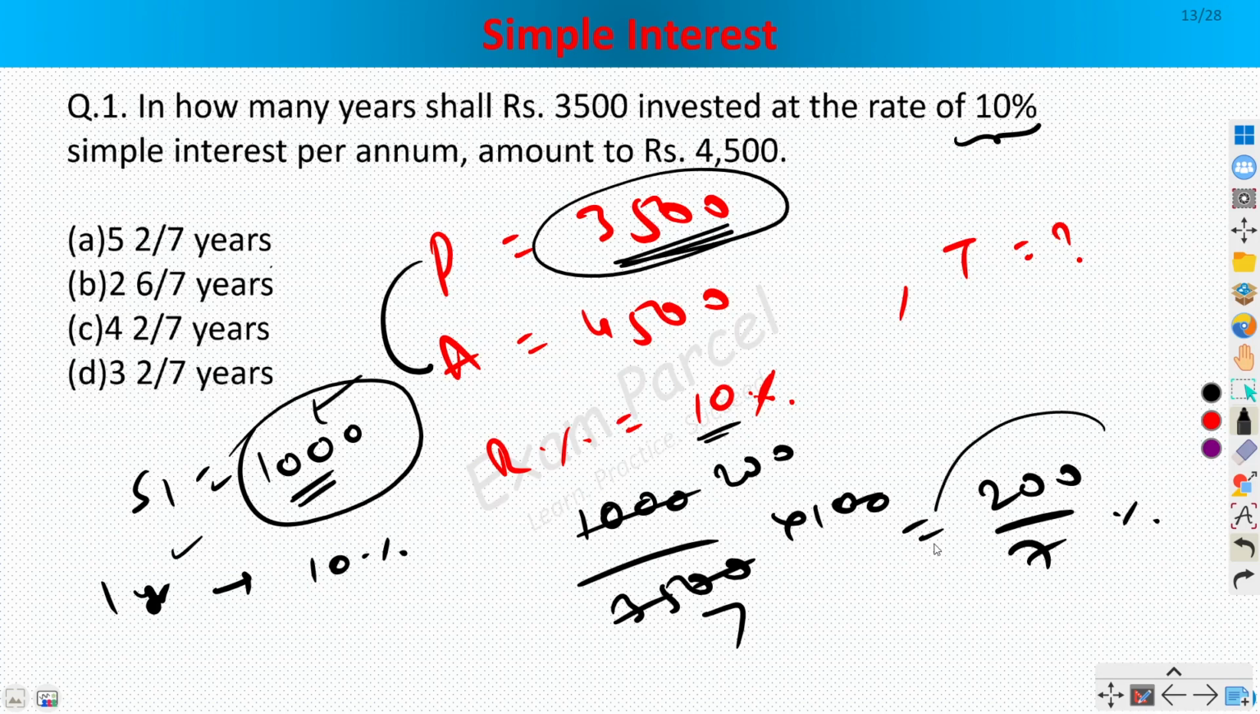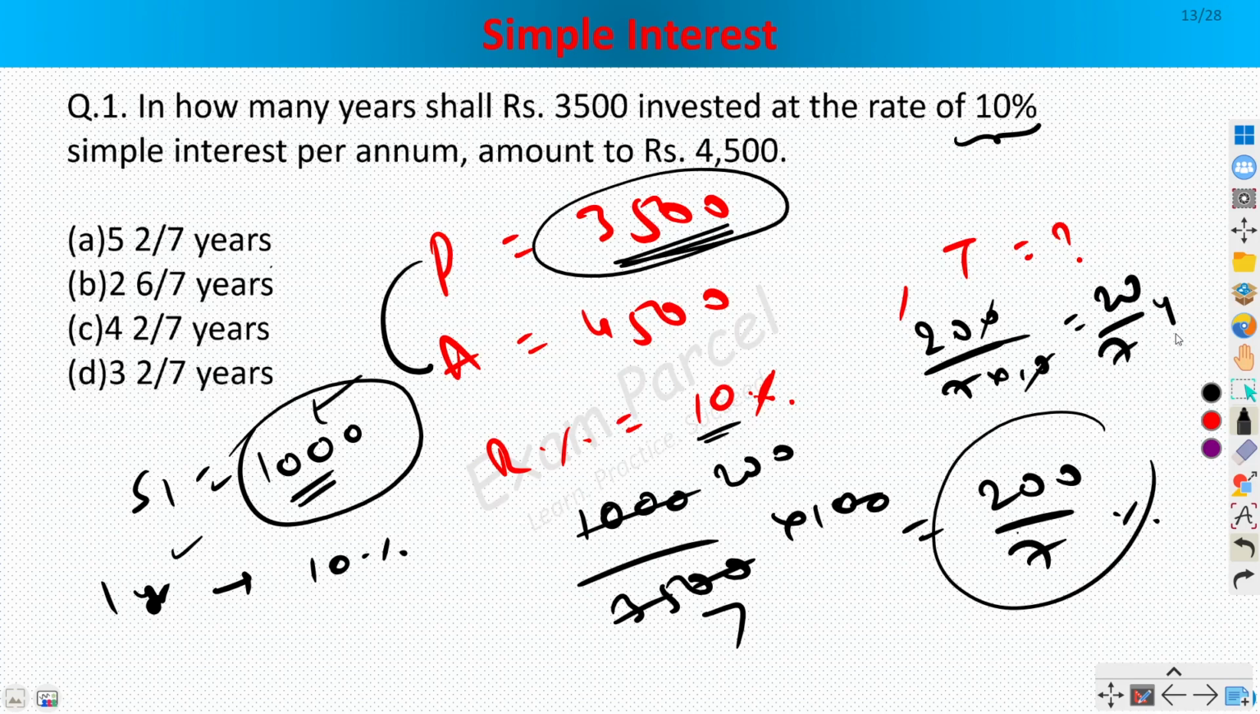So in how many years? 200 by 7%. So I can divide this value by 10%, right? So 200 by 7 divided by 10, that would be 10 here. So we can cancel this out. So 20 by 7. So 20 by 7 years, that is my answer. So in mixed fraction, this would be 2, 7 into 2 is 14, 6 remains, 6 by 7. 2 and 6 by 7 years. That would be the option.